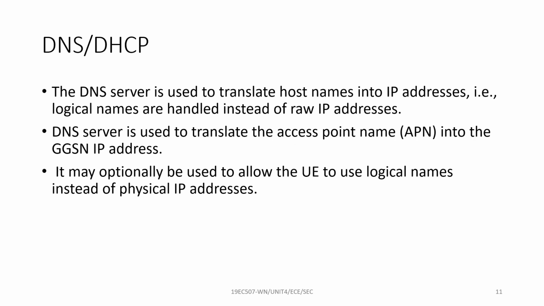We also address the DNS and DHCP protocols, which are mainly used for security. The DNS servers are used to translate the host names into IP addresses, where we handle the logical names instead of the raw IP address. The DNS server is mainly used to translate the APN, which is the access point name, to the GGSN IP address. This may be used alternatively to allow our user equipment to use logical names instead of a physical IP address. That is the main purpose of the DNS service.